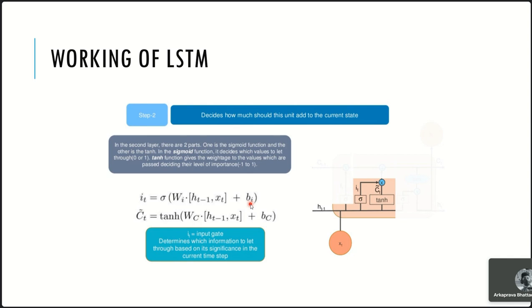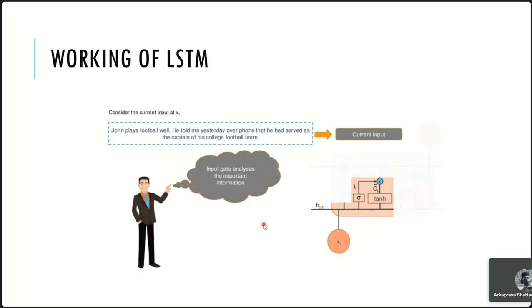BI happens to be the bias at the input unit. BC is the bias for the weightage function. So consider the input XT, which is: John plays football well. He told me yesterday over the phone that he served as the captain of his college football team. So this is your input. Now this input is analyzed by the input gate.